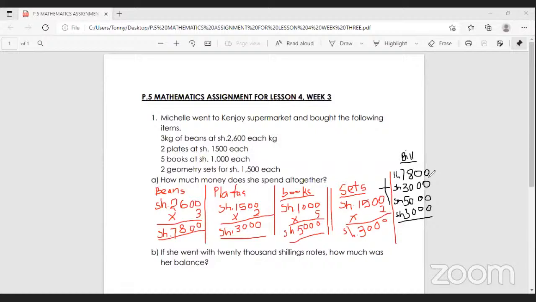Then you begin adding. 0 plus 0, there you get 0. Then the second one also, 0 plus 0, we shall get 0. Now the third one is 8 plus 0, which we shall get 8. Then finally we shall have 7 plus 3. Yes, Joel, can you tell us 7 plus 3? What is 7 plus 3? 10. And then 10 plus 5, Joel? 15. Then 15 plus 3?